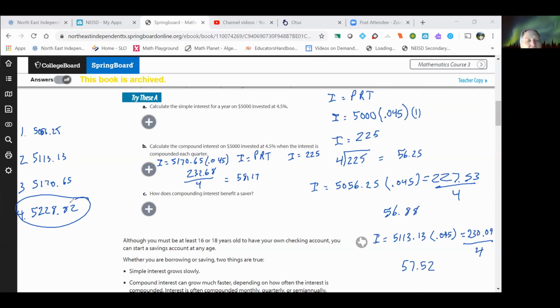Now C is asking, how does compounding interest benefit the saver? If you remember, the interest when we did just straight simple interest was $225. The interest when we had the compounding, take the 5,000 out of here, is $228.82. So by compounding, the saver earned an extra $3.82.